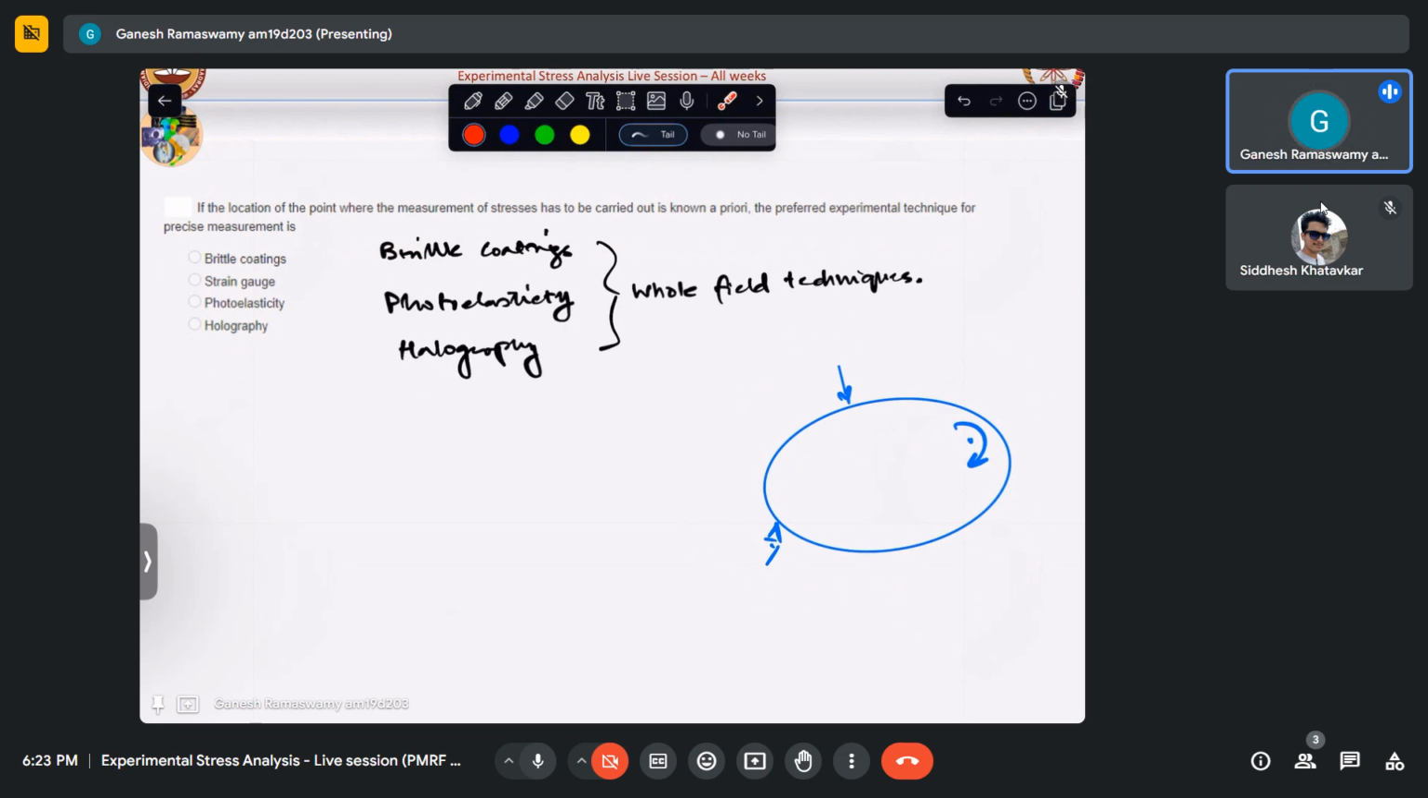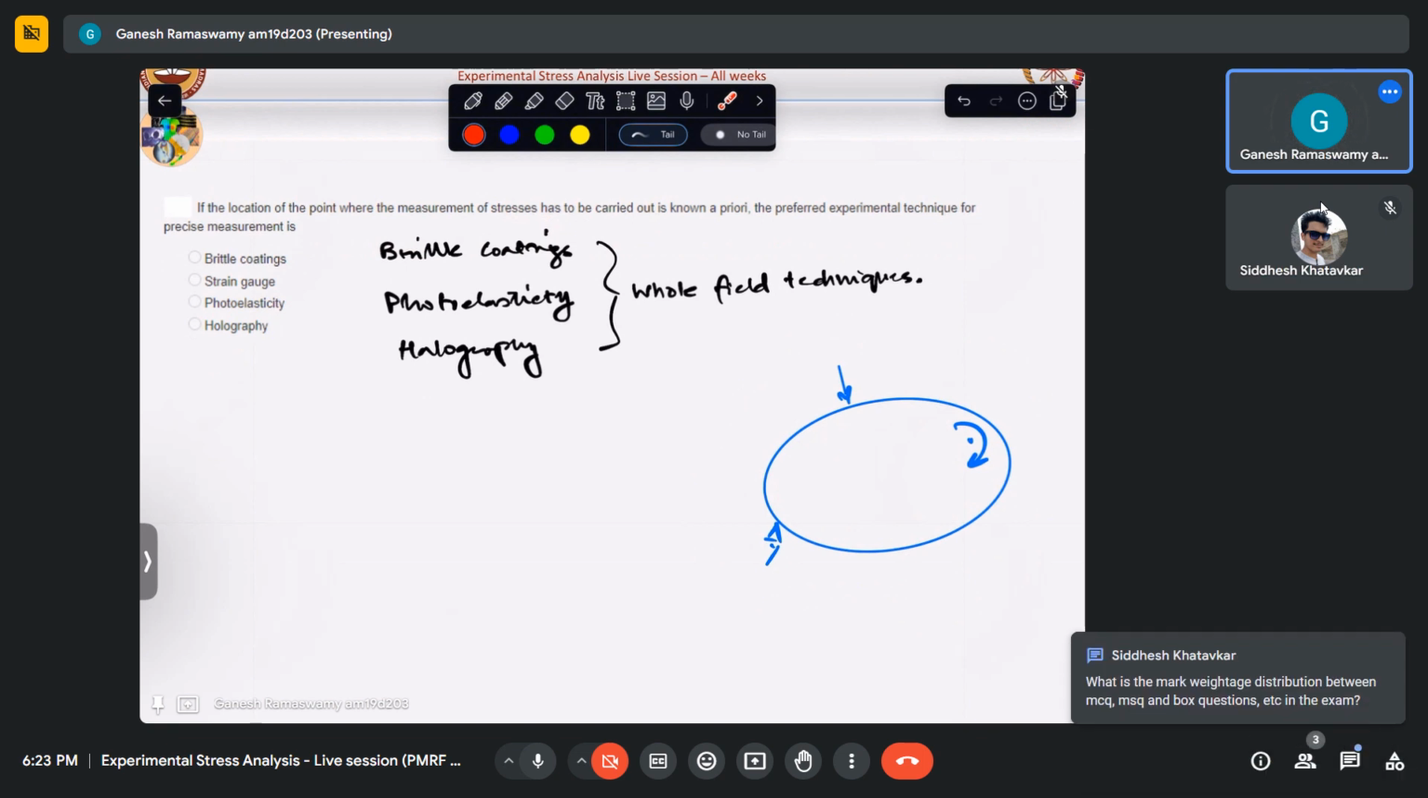In that case, the whole field techniques, given that these give us the entire stress or strain field throughout the domain of interest, can identify where the stress is actually peaking. Then we can go ahead, zoom into that point, and make finer measurements. So in this case, the question says if the location of the point where the measurement of stress has to be carried out is known. This carries the information why it has to be carried out there, because that is our point of interest where something is peaking, either displacement or stress. Something is very high over there.